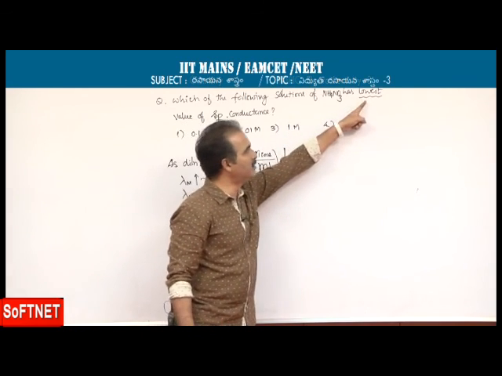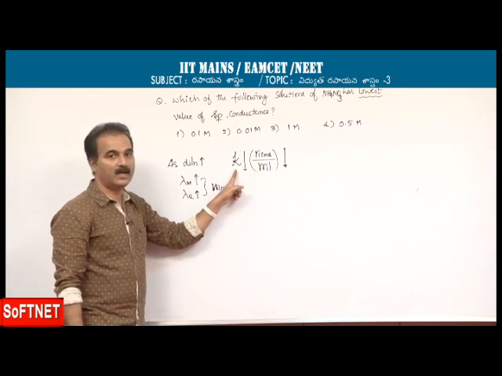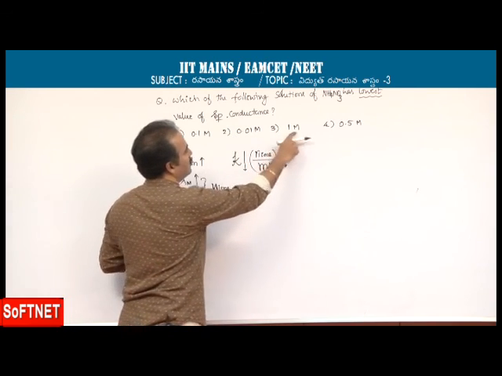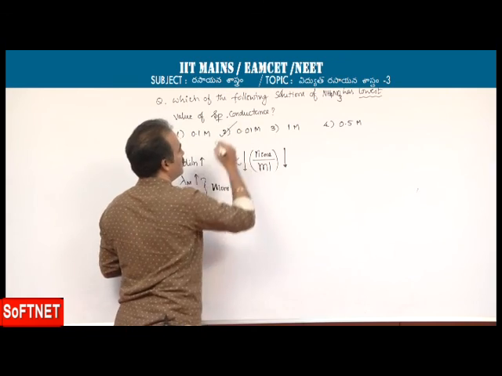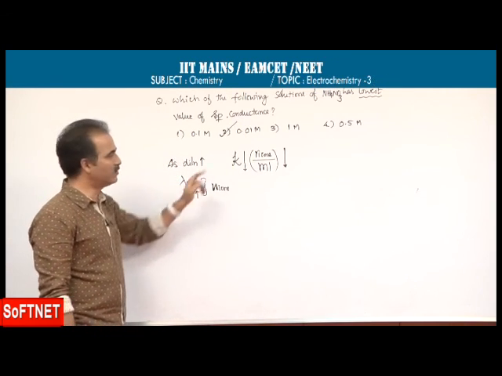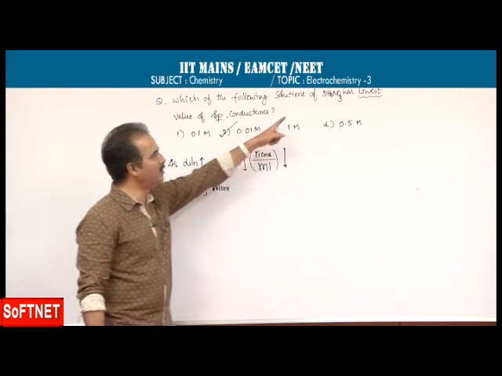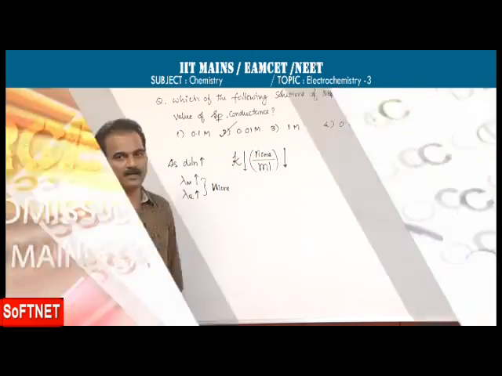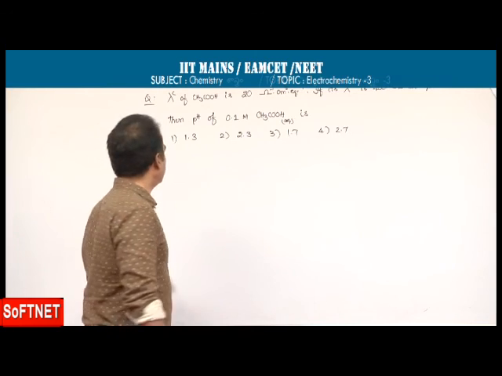So, the lowest specific conductance means we should go for the highest dilution. Highest dilution means least concentration. Among all these, the least concentration is with the second one. So, 0.01 molar ammonium nitrate has the lowest value of specific conductance. Now, let us see one more problem.